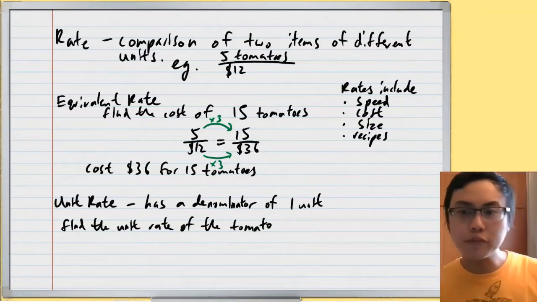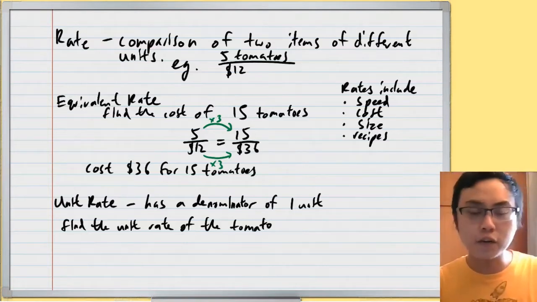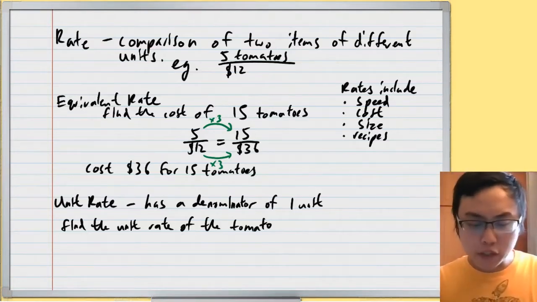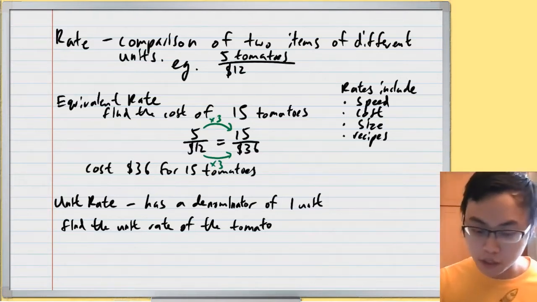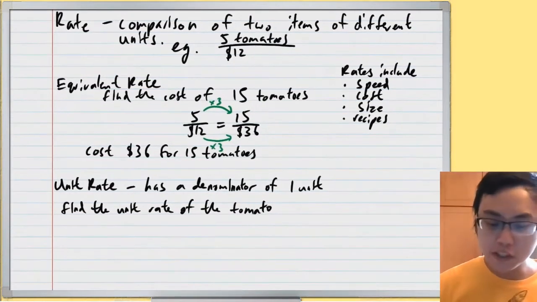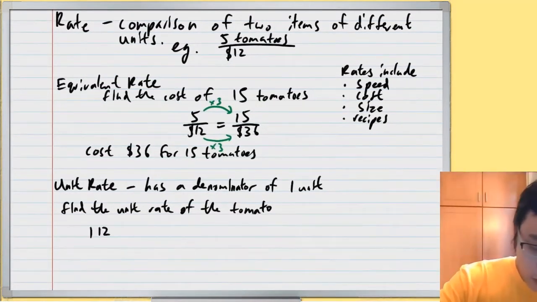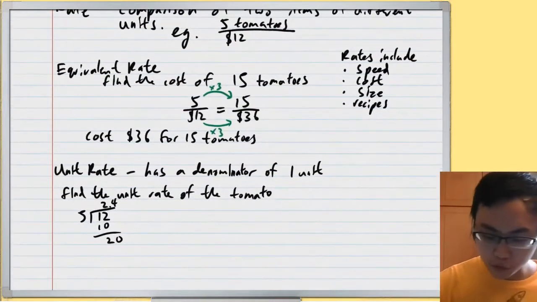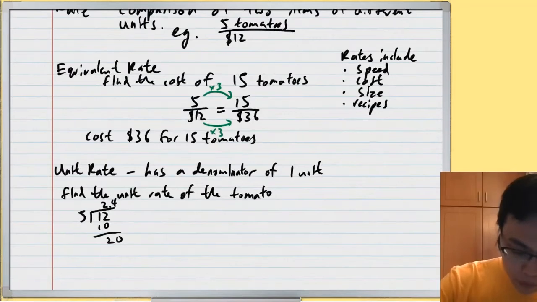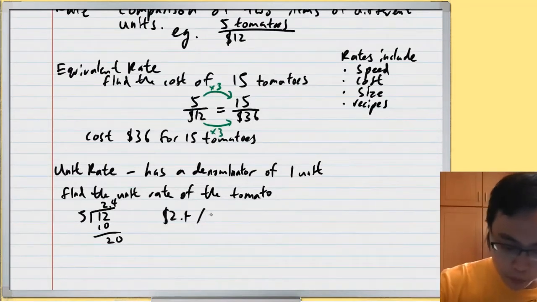Sometimes we have to use a little bit of common sense to find out which one is divided by what. If it's $12 for 5 tomatoes, how much is 1 tomato going to cost? That's going to be $12 divided by 5, and we have to use long division for this. 5 goes into 12 2 times, that's 10, and so there's 2 remaining. Add a 0, and 5 goes into 20 4 times, so that's $2.4. The unit rate for the tomato is $2.4 per tomato.